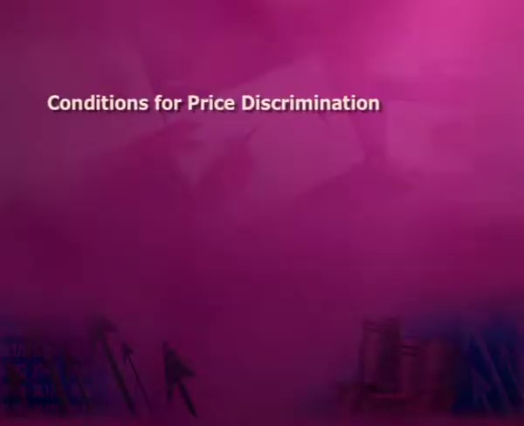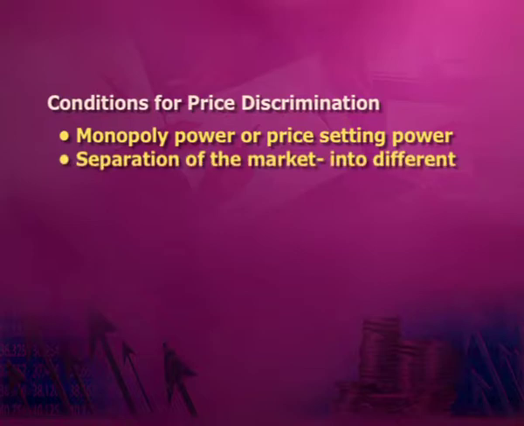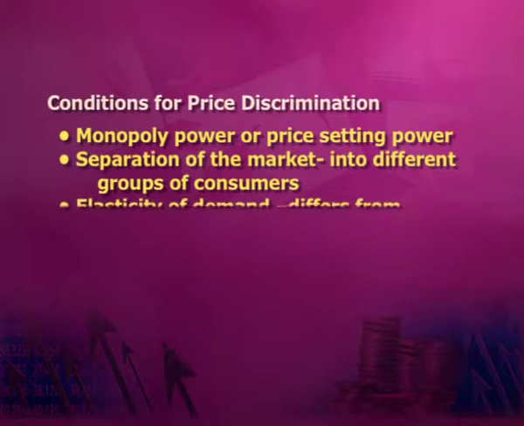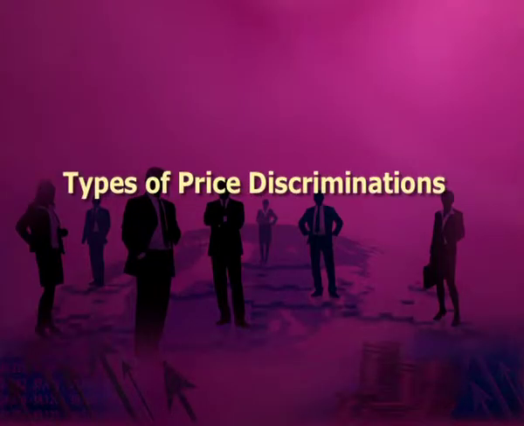Moving on to conditions for price discrimination. There are basically three main conditions required for price discrimination to take place. First is monopoly power or price setting power. Second is separation of the market into different groups of consumers. Third is that elasticity of demand differs for each group of consumers. Let us discuss types of price discrimination.